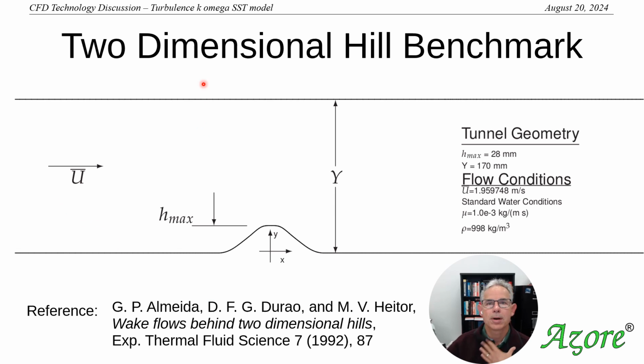So the benchmark basically is a two-dimensional case, and it has a hill, which is just kind of a bump, and it's in a slot. The slot in the experimental setup was 170 millimeters high, this Y height, and the hill itself was about 28 millimeters high. The working fluid was water, and the viscosity used in this benchmark was 1e-3, and a density of around 1,000.